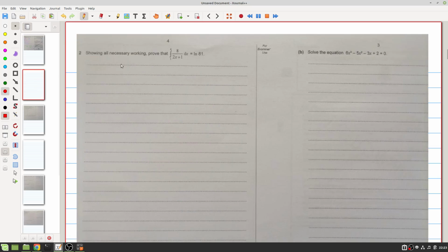Now question 2. Okay, so this one is from right to left. This is 1b. Solve this equation. Okay, so solving a cubic function, 6x cubed minus 5x squared minus 3x plus 2 equals 0.